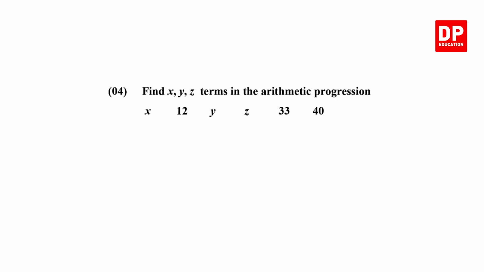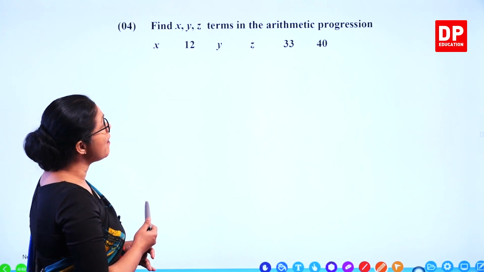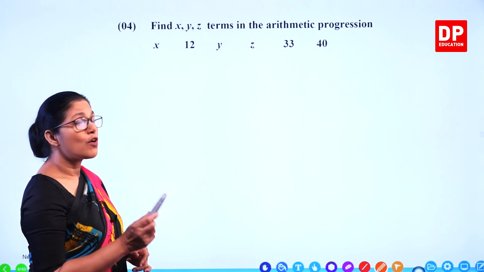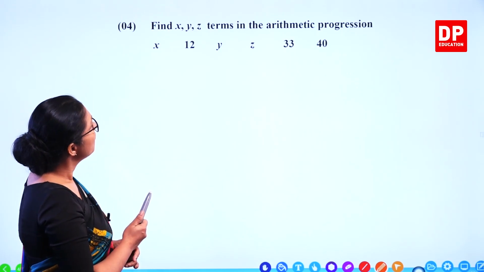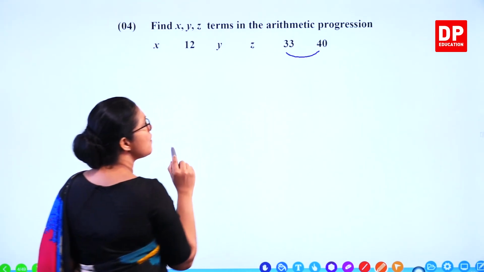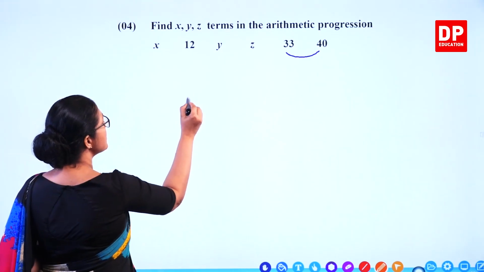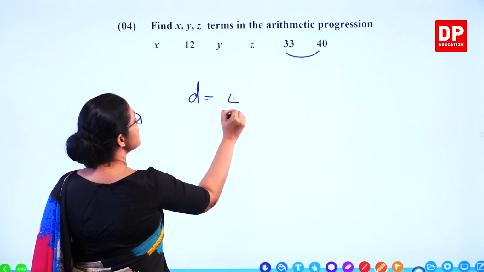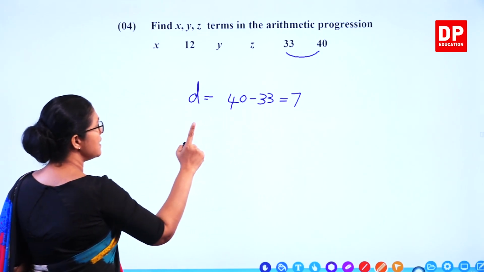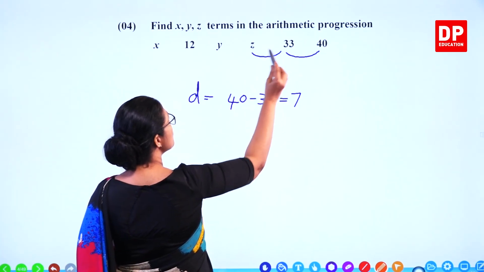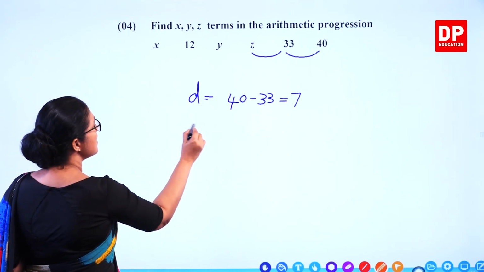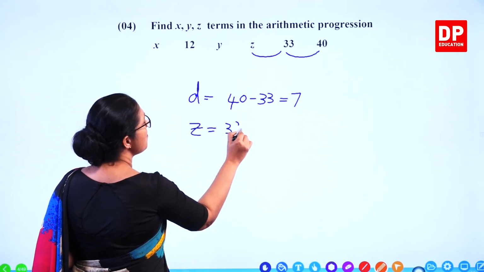Question number 4. Find x, y, z terms in the arithmetic progression. We know in arithmetic progression, the common difference is there. So we can identify from this. Two consecutive numbers are there. So what is the difference? 40 minus 33. That's 7. That means the difference between these two is also 7. So subtract 7 to get z. z equals 33 minus 7.